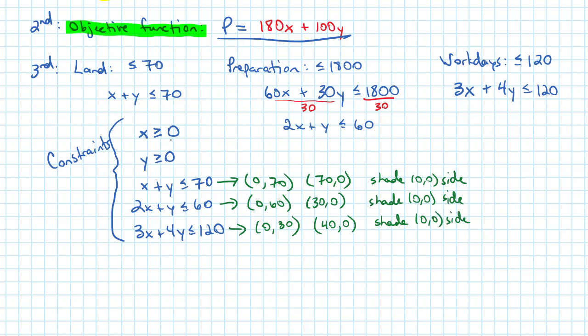Alright, and I guess we could say on this one, x is greater than or equal to 0, so we'll shade to the right. We don't have to use the test point. And if we look at y is greater than or equal to 0, that means we'll shade above that boundary line, if we wanted to list something there too.